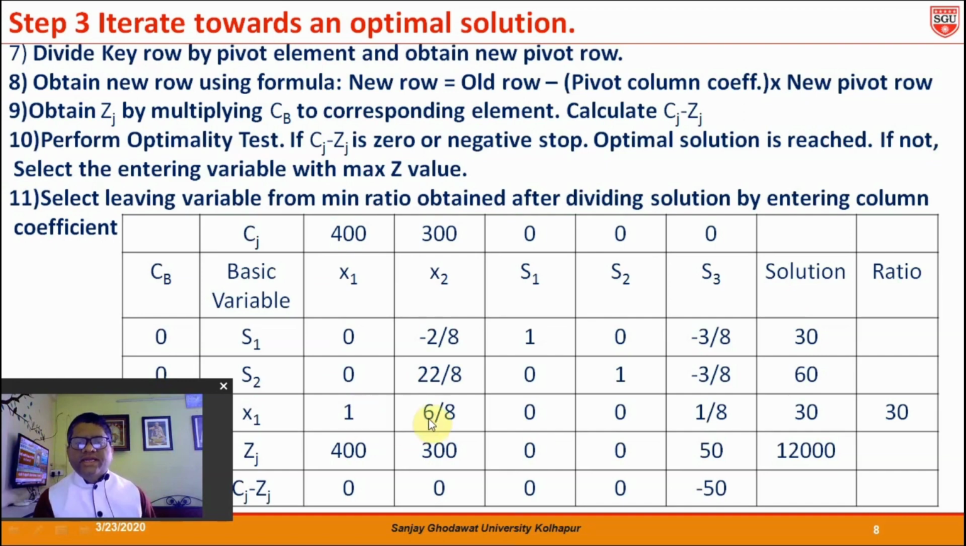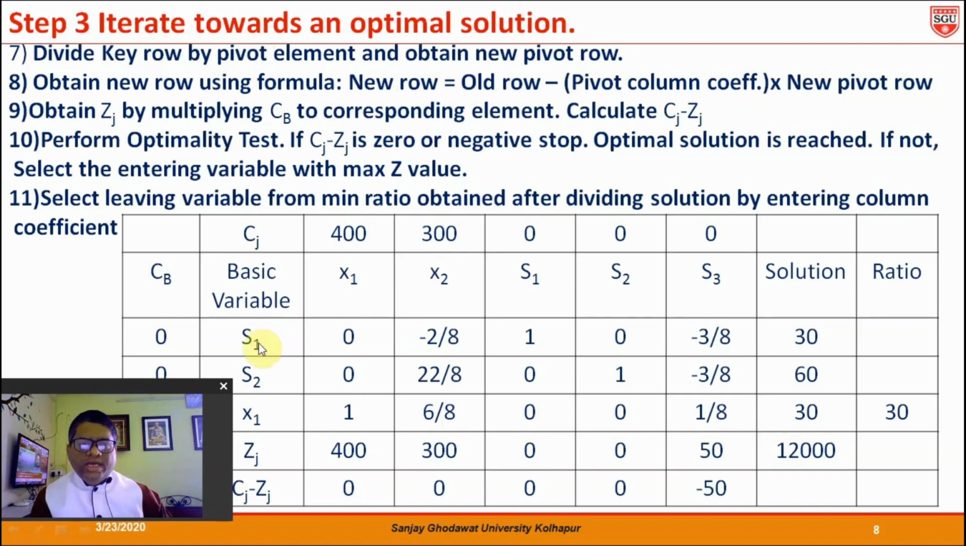So, 8 by 1 is 8, 6 by 8 is 8, 0 by 8 is 0, 0 by 8 is 0, 1 by 8 is 1 by 8, and then 240 by 8 is 30. Once this new pivot row is obtained, other rows can be obtained by using the formula: new row is equal to old row minus pivot column coefficient into new pivot row.